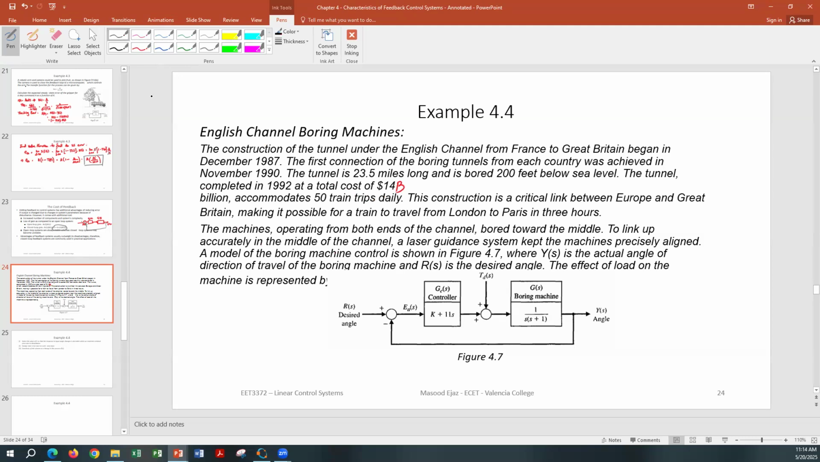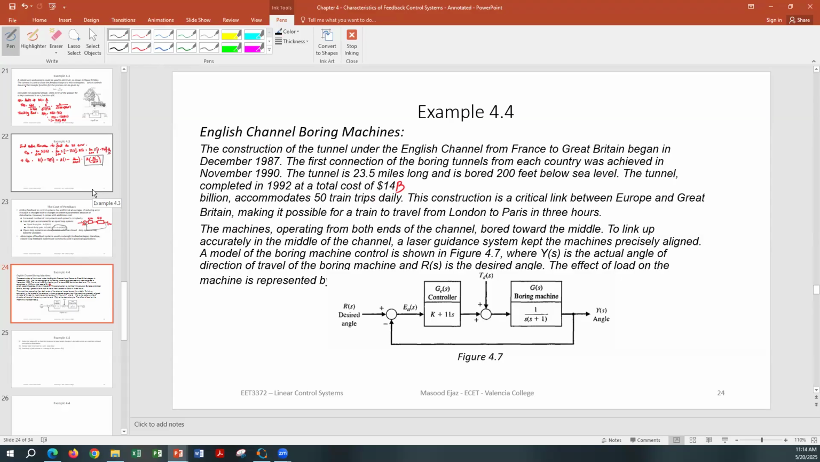Oh, the next slide says billion. Okay, I thought so. All right. It accommodates 50 train trips daily. The construction is a critical link between Europe and Great Britain, making it possible for the train to travel from London to Paris in only 3 hours.